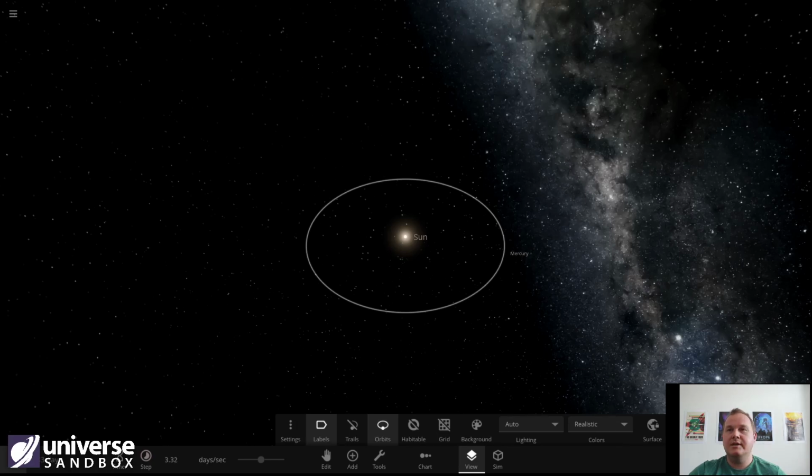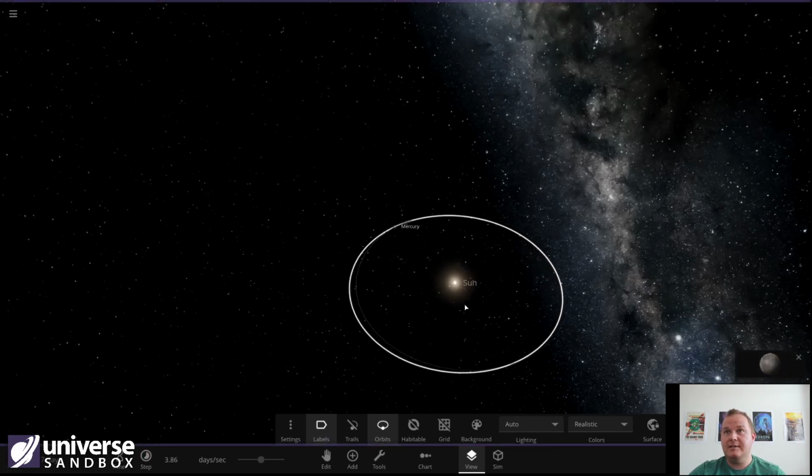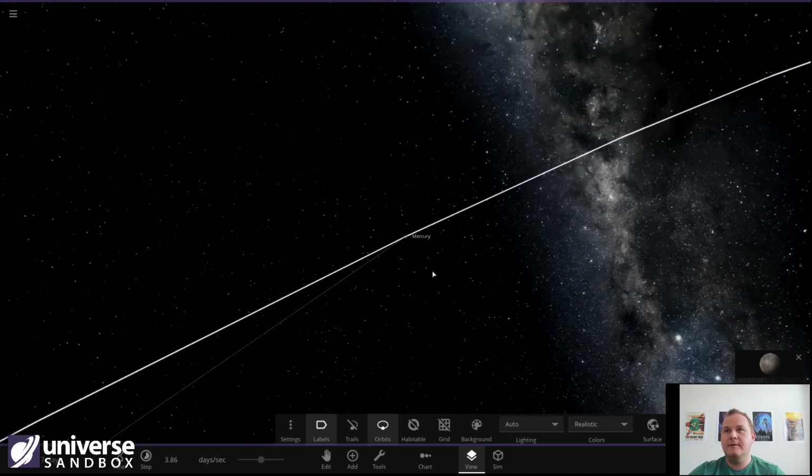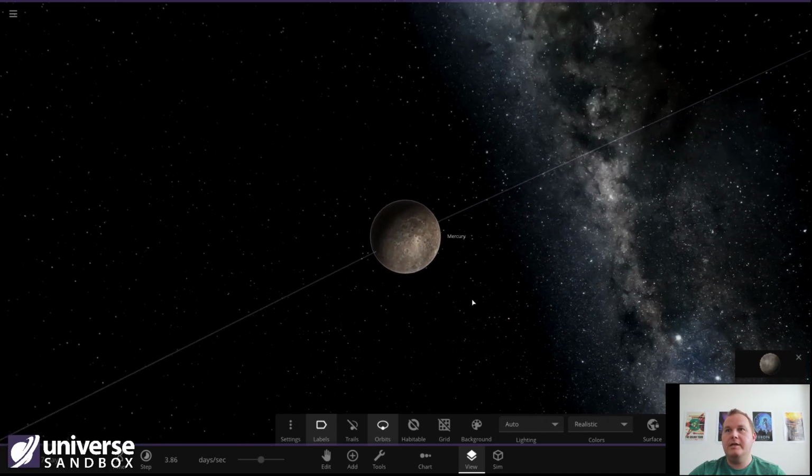That's cool. All right, so there's Mercury flying around the sun at 57 million kilometers away. And now we'll pause and actually go and take a closer look at it. So here it is. Let's learn a little bit about Mercury as we zoom right in.